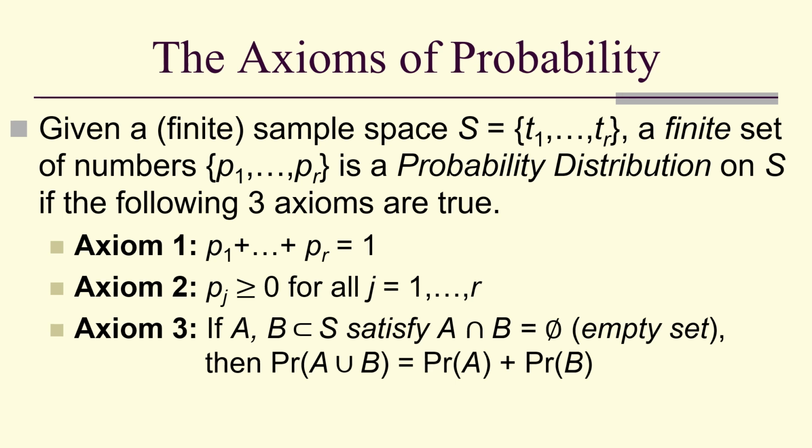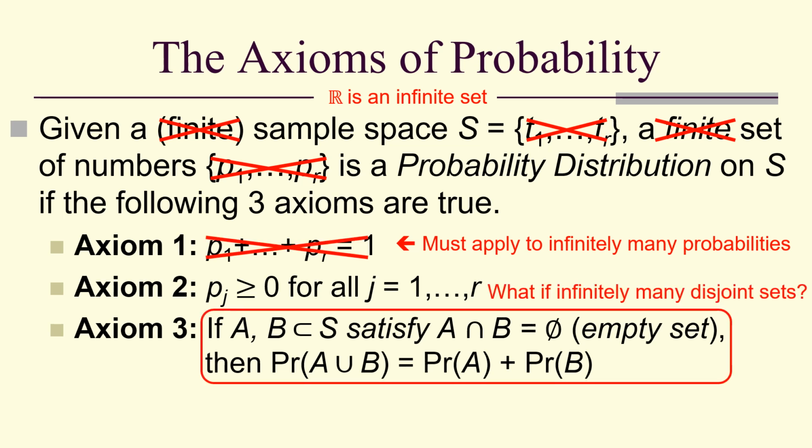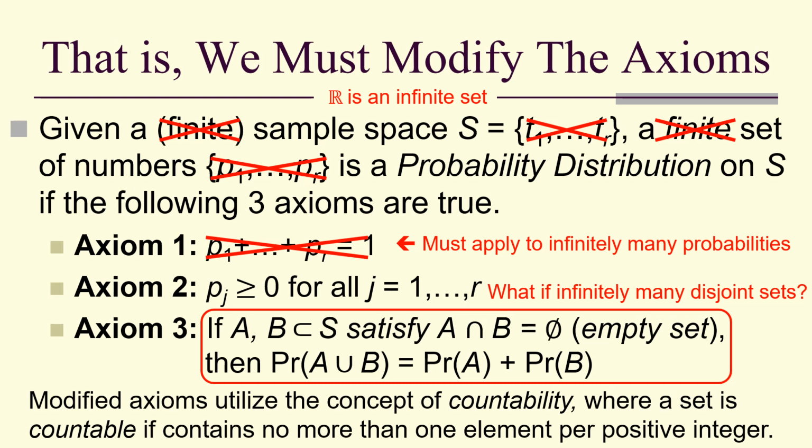So these were the axioms of probability, but R is an infinite set. We can't use these references to finite. We can't say the sum equals 1. We have infinitely many probabilities. And what if we have infinitely many disjoint sets? So we're going to have to modify the axioms. So we're going to use the concept of countability, where a set is countable if it contains no more than one element for each positive integer.